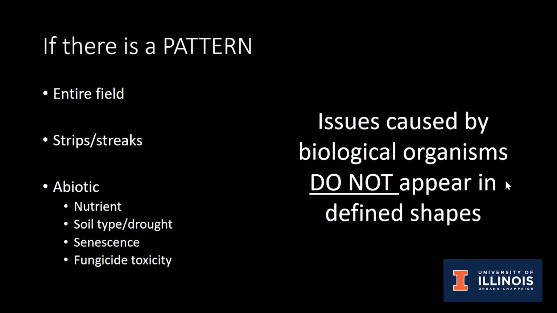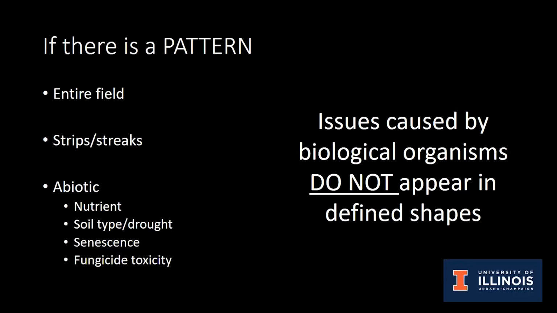Now, when you're looking out of the truck, remember I told you the first thing you should look at is the pattern from the road. What is that pattern? Is it the entire field? Is it strips or streaks, boxes, squares? All these different things tend to indicate that this is an abiotic issue. So this is not a disease. This is due to some other issue, okay?